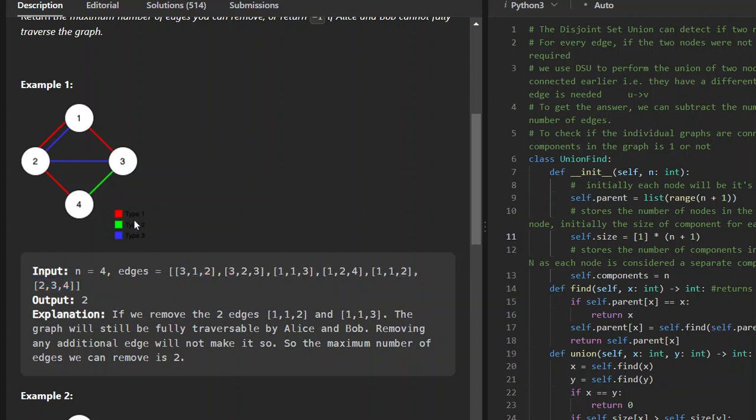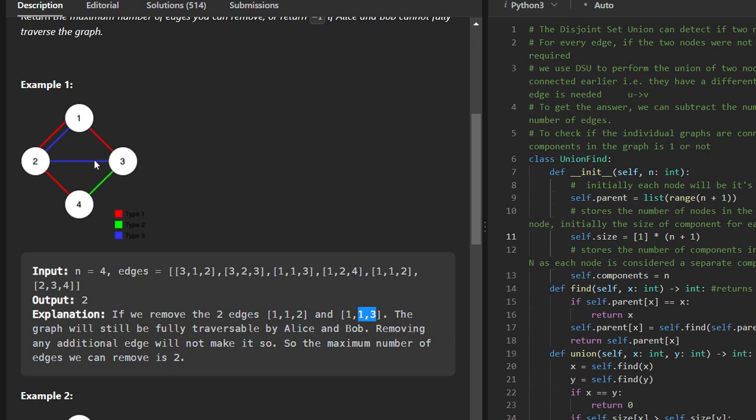Let me start from node 1 and talk about Alice first. I can travel only red and blue. Consider that blue is already there. So what are the connected ones? 1, 2, and 3 are connected. I need to connect only 4. So which edge do I need? The 2 to 4 edge, this red edge I need. But now all are connected, so the 1 to 2 red edge and the 1 to 3 red edge are not needed. Red edge means type 1 edges, and they can be removed.